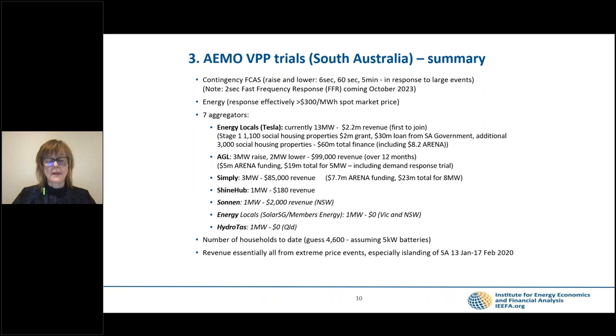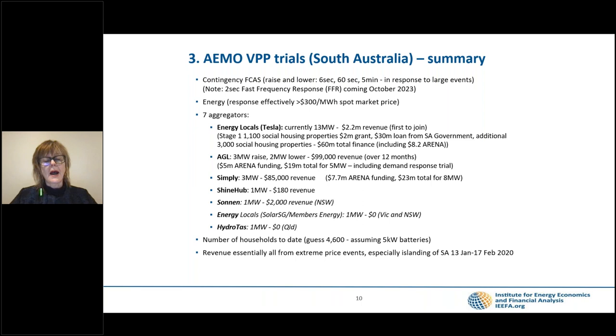What we know from the data is effectively these VPPs didn't get out of bed for less than $300 per megawatt hour of the spot price. Obviously, the highest and best use of most of these combinations of solar and batteries is going to be in people's homes until there were price spikes. And the overall conclusion about the revenue from these virtual power plants is that they've been highly dependent on extreme price events.